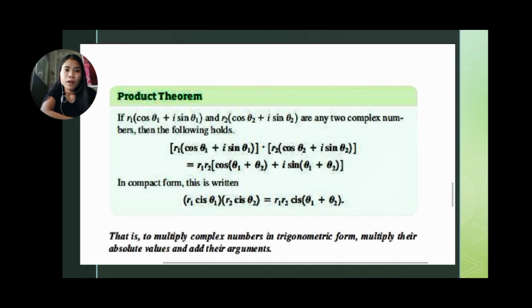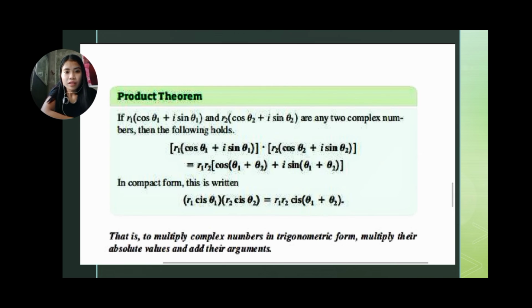If r sub 1 times the quantity cos theta sub 1 plus i sin theta sub 1 and r sub 2 times the quantity cos theta sub 2 plus i sin theta sub 2 are any two complex numbers, then the following holds: r sub 1 r sub 2 with a closed bracket, cos of the quantity theta sub 1 plus theta sub 2 plus i sin of the quantity theta sub 1 plus theta sub 2.